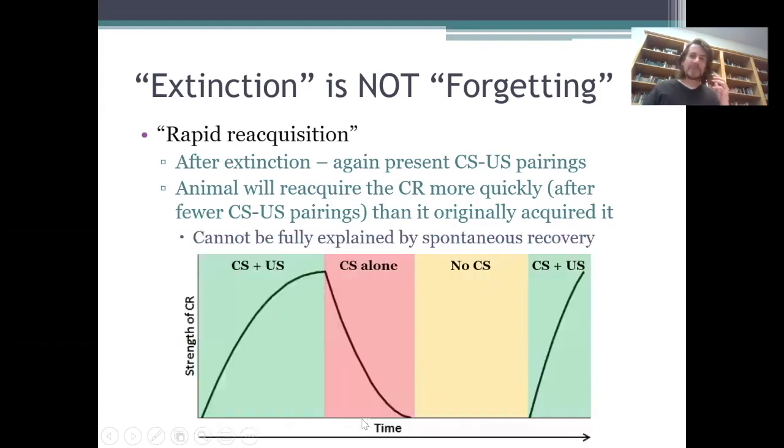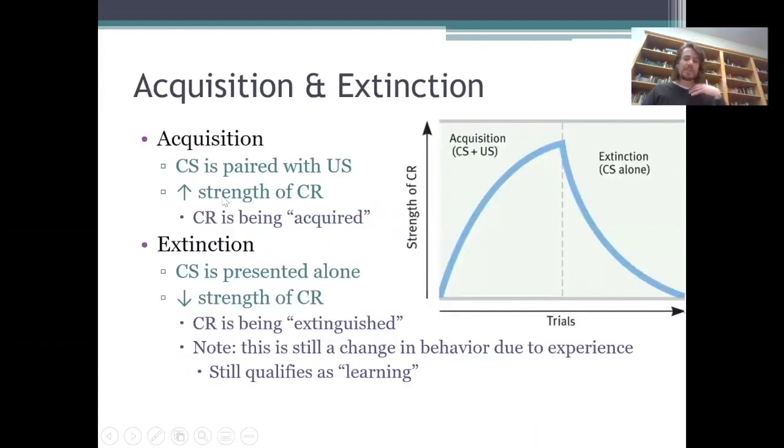So anyway, guys, acquisition and extinction are both important processes in classical conditioning. It's important that you know what those are and what happens during acquisition trials and during extinction trials. And again, spontaneous recovery and rapid reacquisition are important too, because of what they tell us about extinction. They tell us that in extinction, you're really just learning to suppress that conditioned response. You're not eliminating it, forgetting it, undoing it, or anything like that.